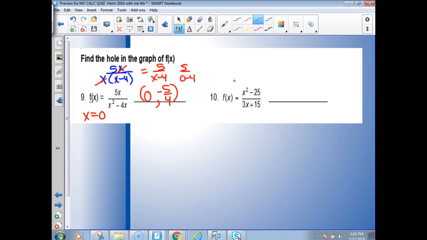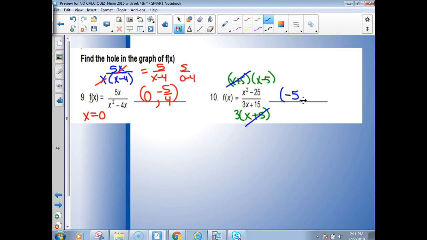Okay, so for the next one, we're going to factor this as x plus 5 times x minus 5 on the numerator, and the denominator factor out a 3: 3 times x plus 5. So in this case, the matching part is the x plus 5, which tells me I have an x value. At the x value of negative 5, I will have a hole.